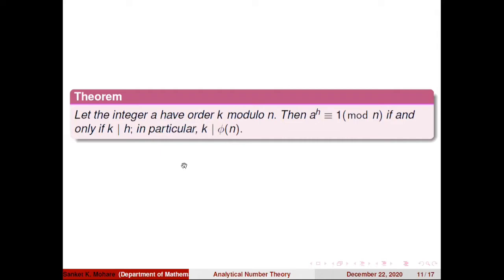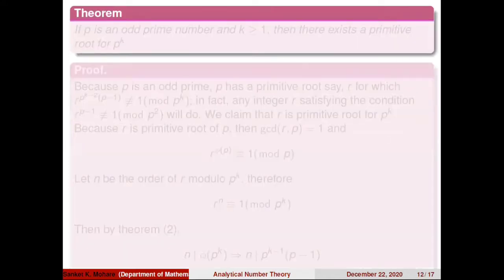You have been written three statements, okay? First one is, when integer a has order k modulo n, it implies k divides phi of n. Second statement was, if k divides h, where k is the order of integer a modulo n, then a to the power h is congruent to 1 modulo n. And third statement was, whenever a to the power h is congruent to 1 modulo n, then the order of integer a should divide that h. Okay, we will use this theorem to prove our next theorem and its corollary.